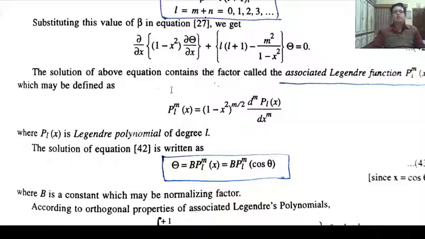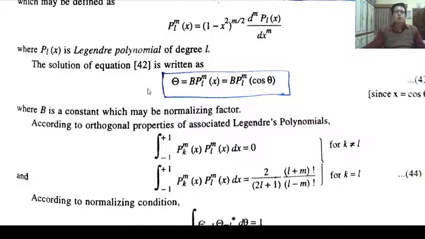The solution of this equation contains the factor associated Legendre function. The associated Legendre function P_L^m(x) is defined as (1 − x²)^(m/2) d^m P_L(x)/dx^m. So the solution of this equation is Θ = B P_L^m(x), that is B P_L^m(cos θ).